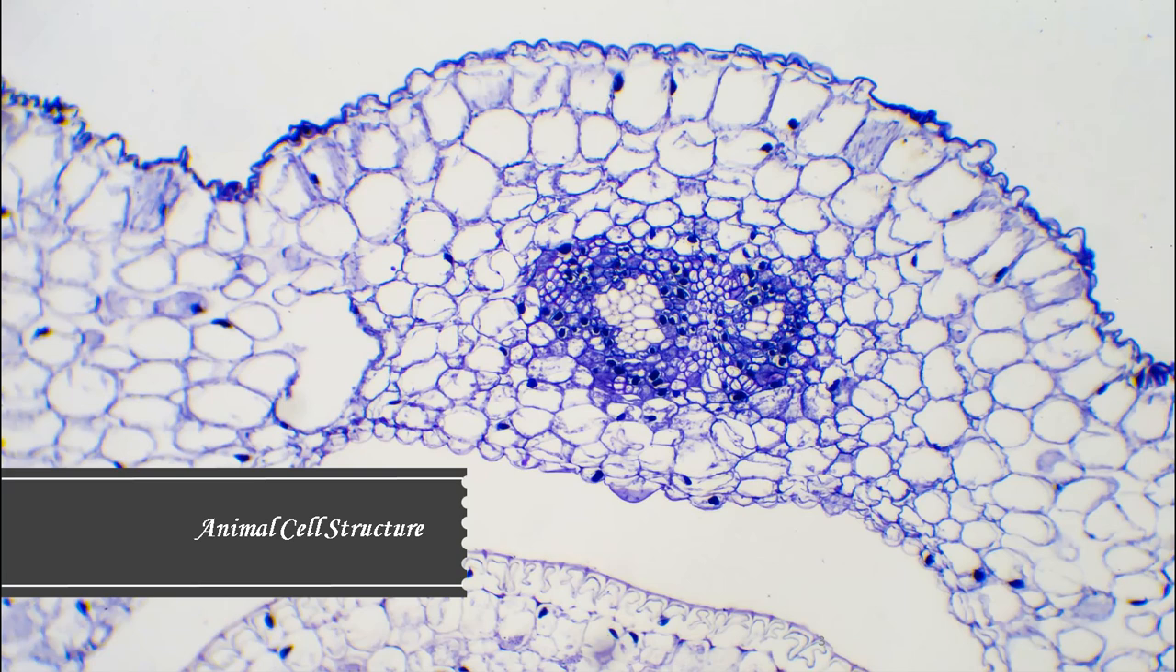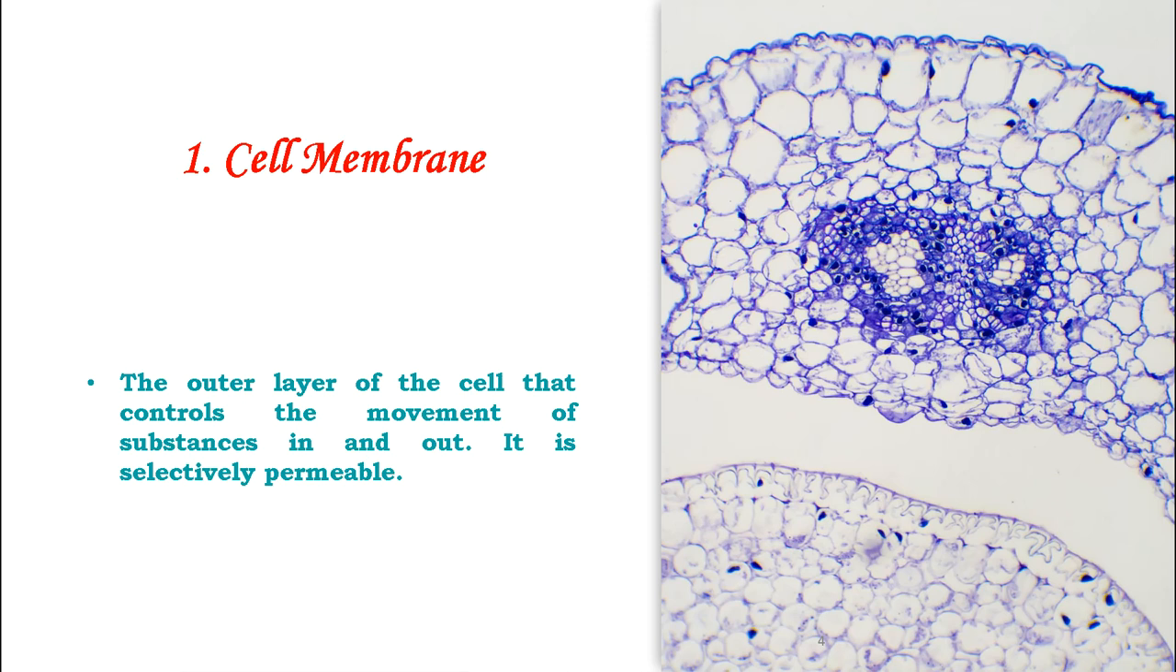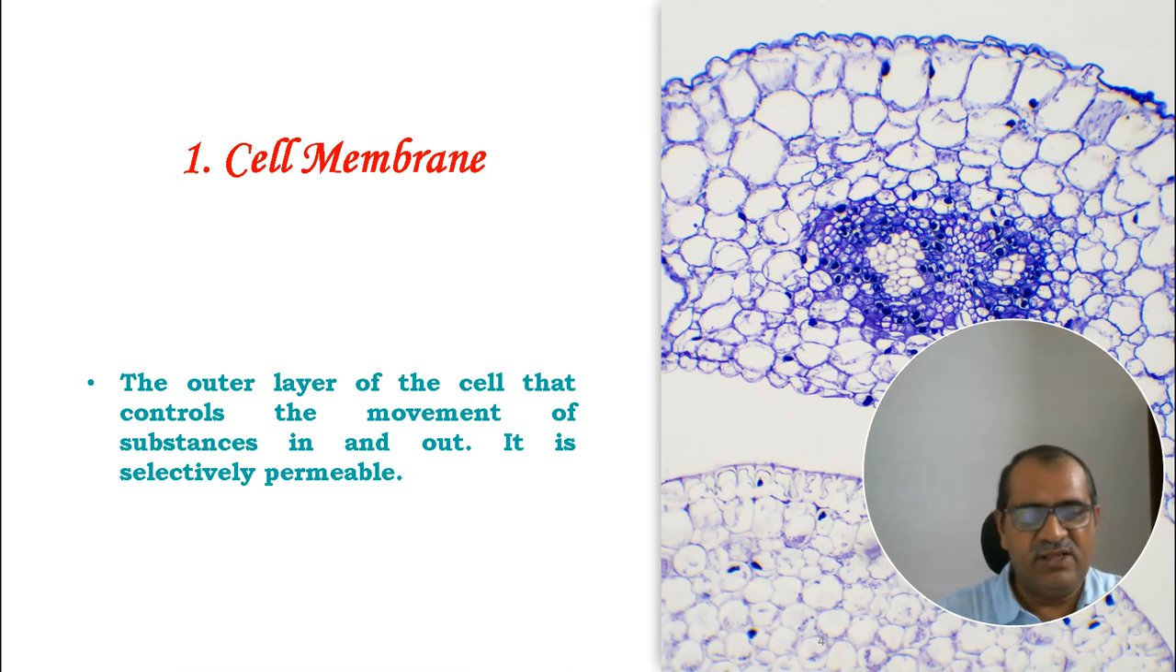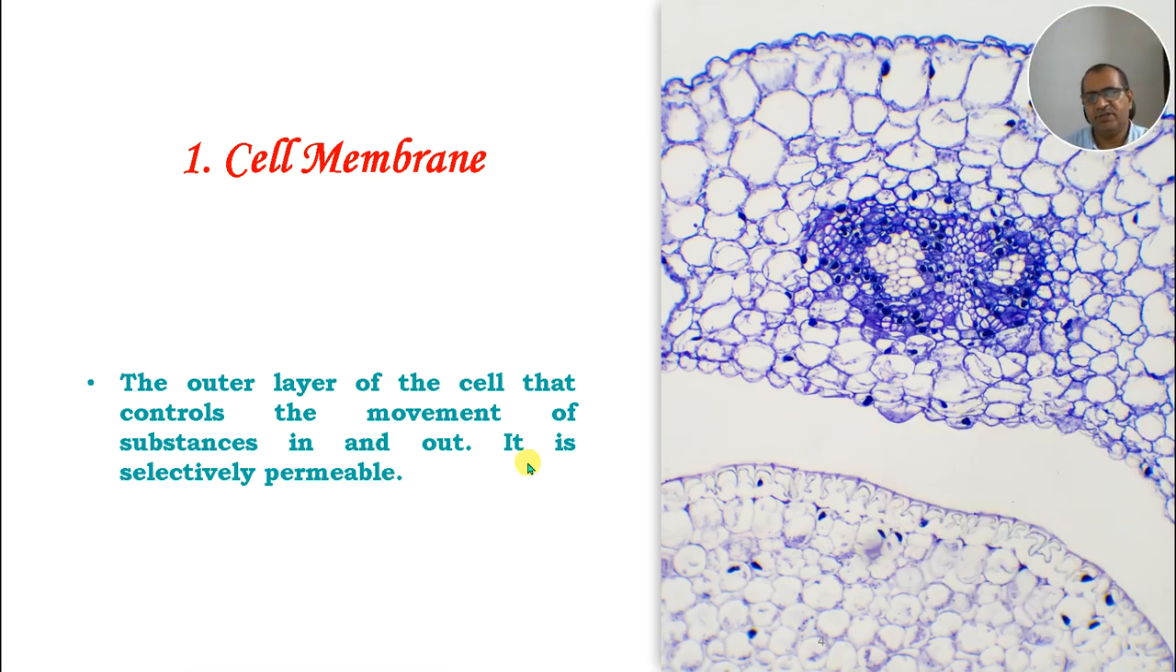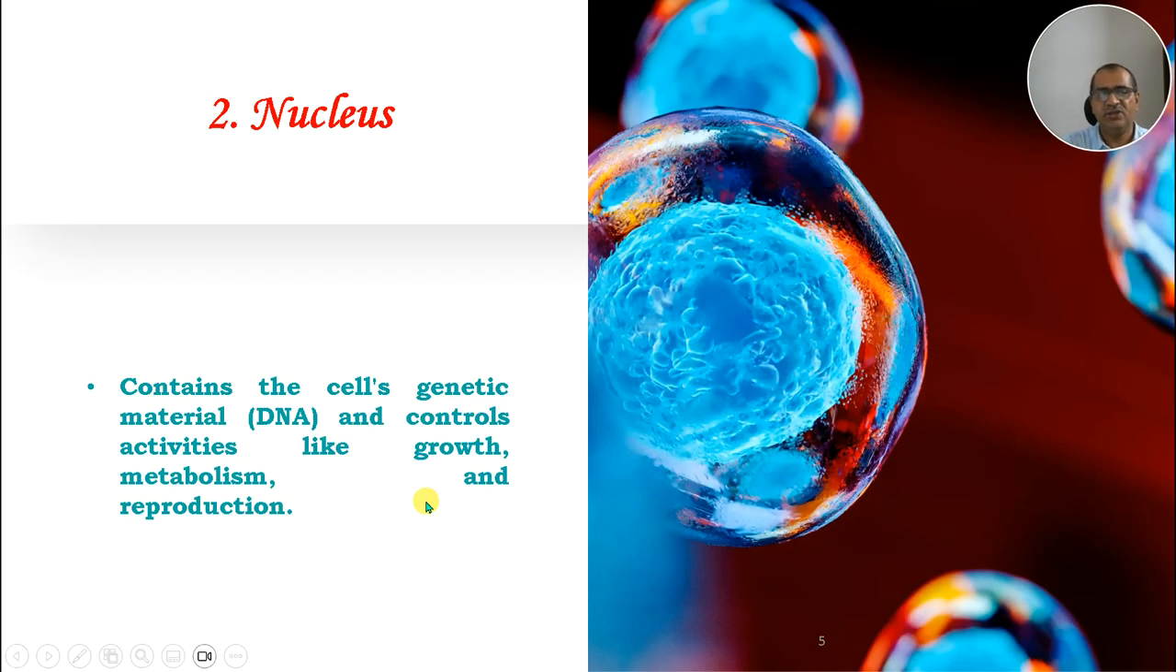Plant cells have the cell wall, whereas the animal cells do not, and they have the cell membrane. The outer layer of the cell that controls the movement of substances in and out is called the cell membrane. Instead of the cell wall, they have the cell membrane. Most of the animal cells have the cell membrane, and apart from this, they will also have many other structures like the nucleus.